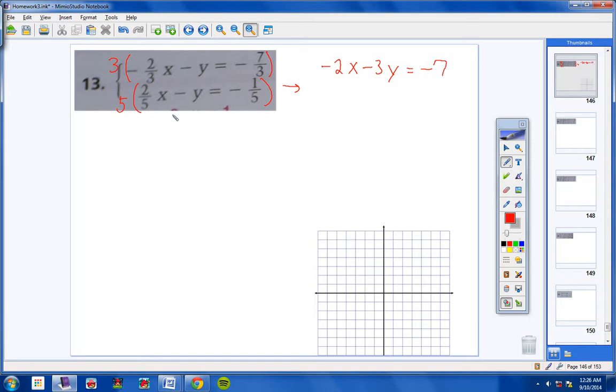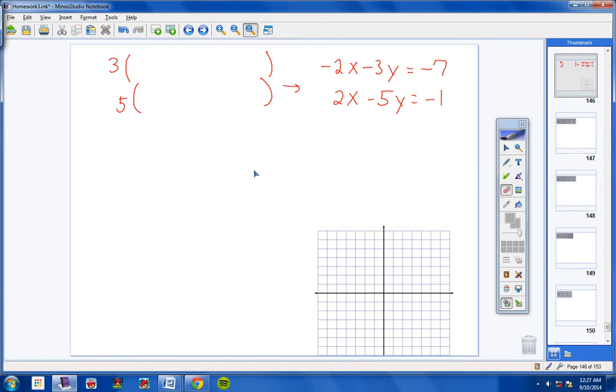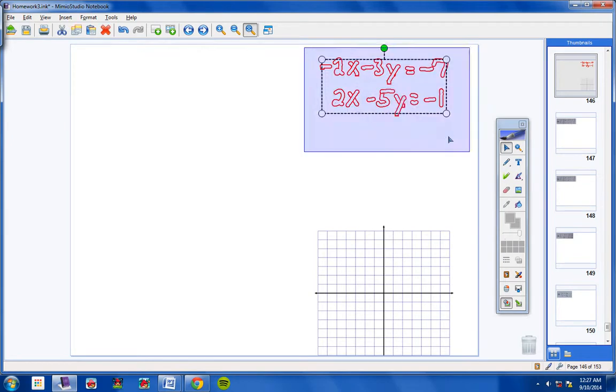Okay? Now let's take our 5 and let's multiply it through the equation. 5 times 2 over 5 would give me 2x. 5 times negative y would give me a negative 5y. And then 5 times negative 1/5 would give me a negative 1. Okay? So there we go. I have totally taken this original equation here and I've changed it and converted it over to this here, which as you can see is a lot easier to use than the original equation. So I'm going to use this for the rest of the problem. Okay, so here we go.